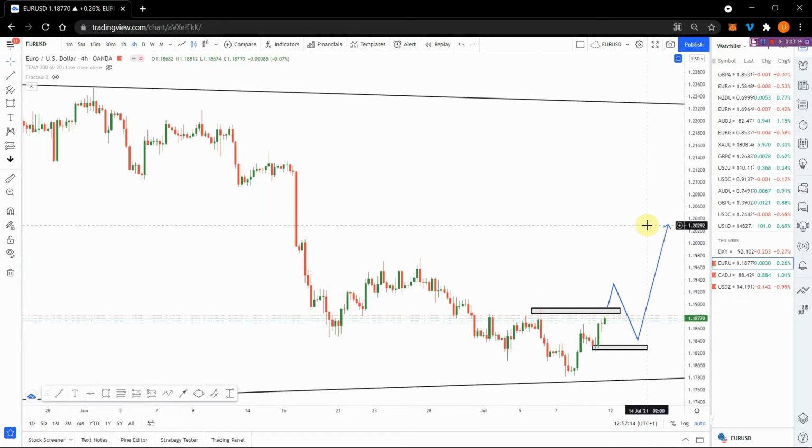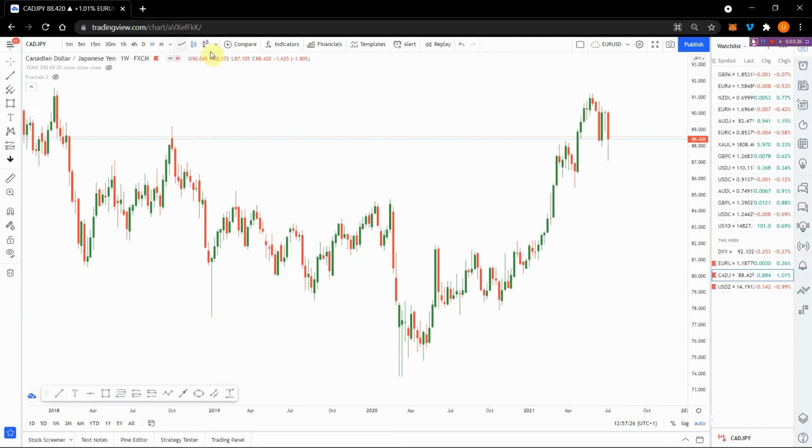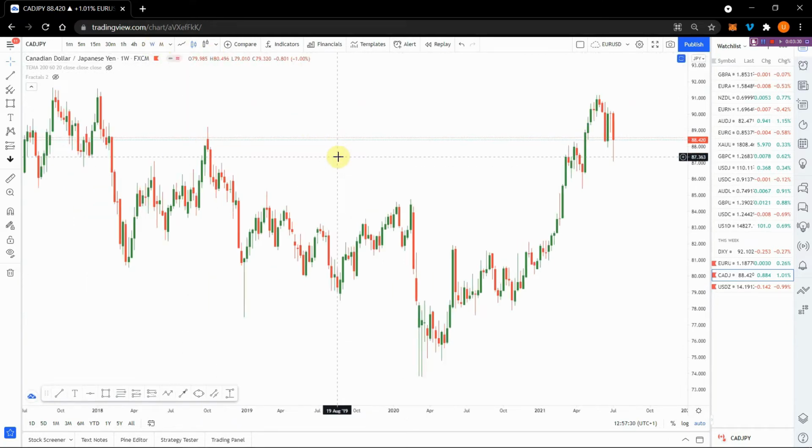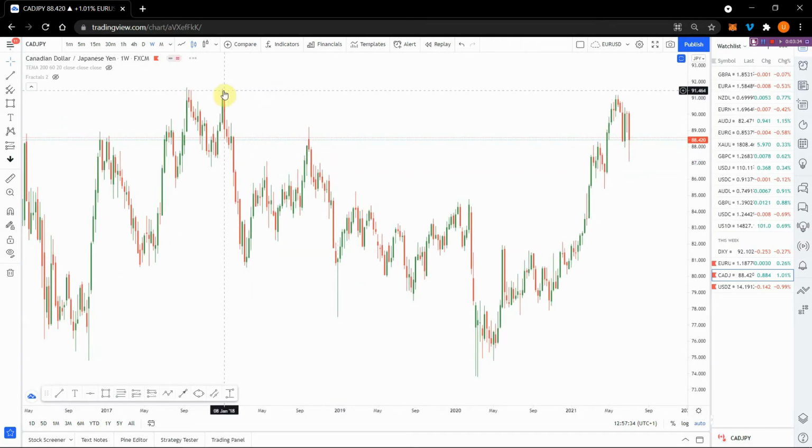Alright, so without wasting much time, moving on to the next pair, that's CADJPY. As we normally do, we find rejection zones on the higher time frame and expect trends on the lower time frame. So from here, see this zone.